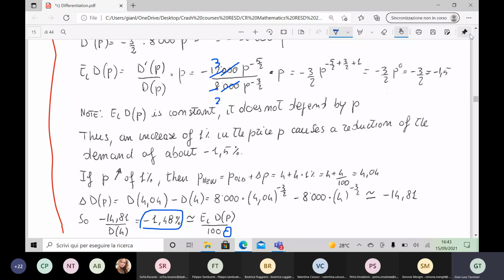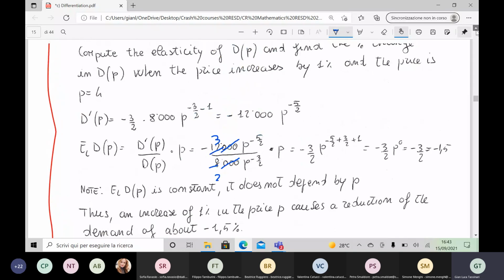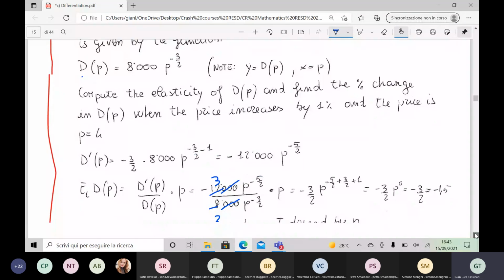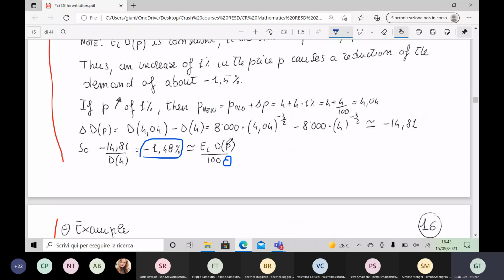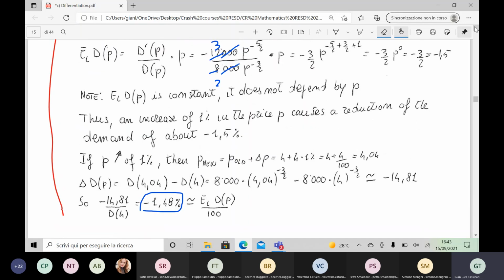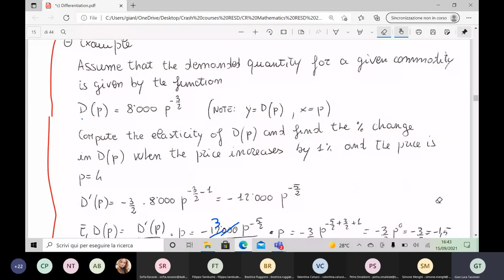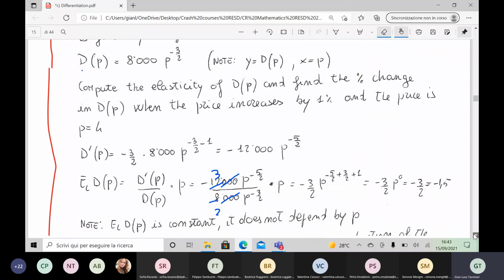Minus 1.48%. If you go back, this is not far from the approximation that we got by making use of the elasticity, because we got that the elasticity was minus 1.5, and in fact, you see, I wrote that the change is approximately equal to the elasticity divided by 100. But as you see, the elasticity here does not depend on the current level of the price. On the contrary, if you make the exact computation, this depends on the level of the price.